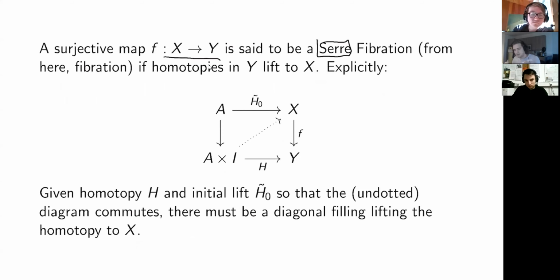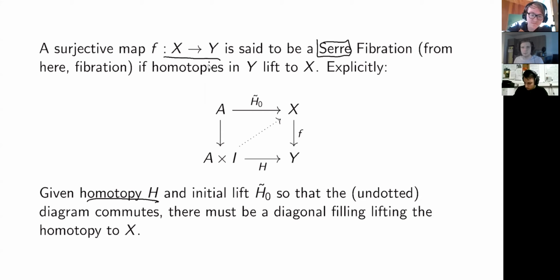So explicitly, a fibration is a surjective map where homotopies in the target space lift to homotopies in the above space. What this really means is that we have two pieces of data to start with. So we have a homotopy H, and that would be this guy right here. So we have some homotopy happening in Y. Now, what we want that to do is we want to lift that to a homotopy in X.